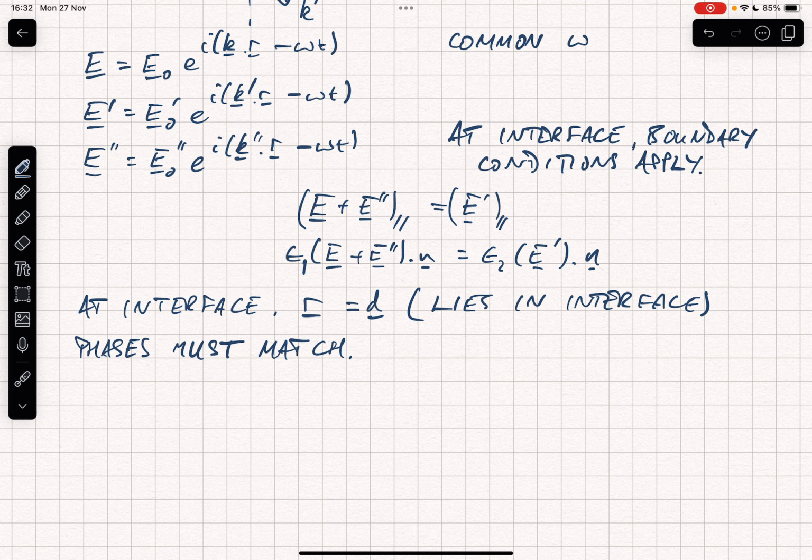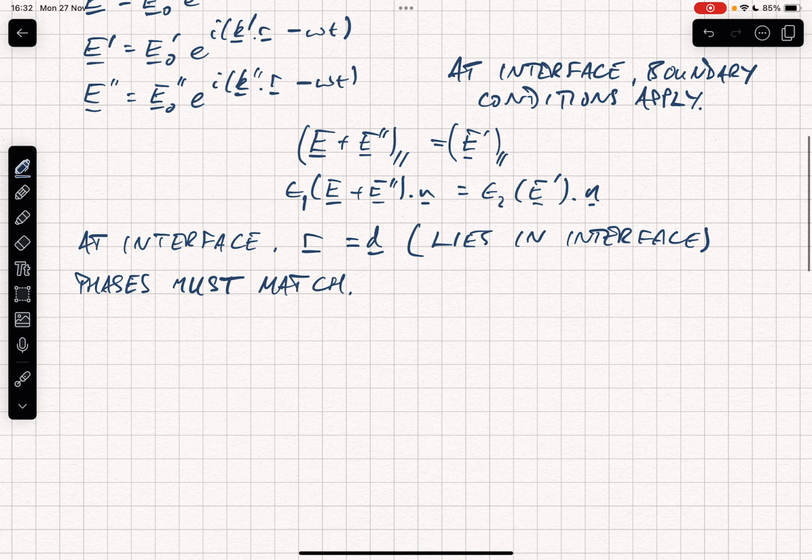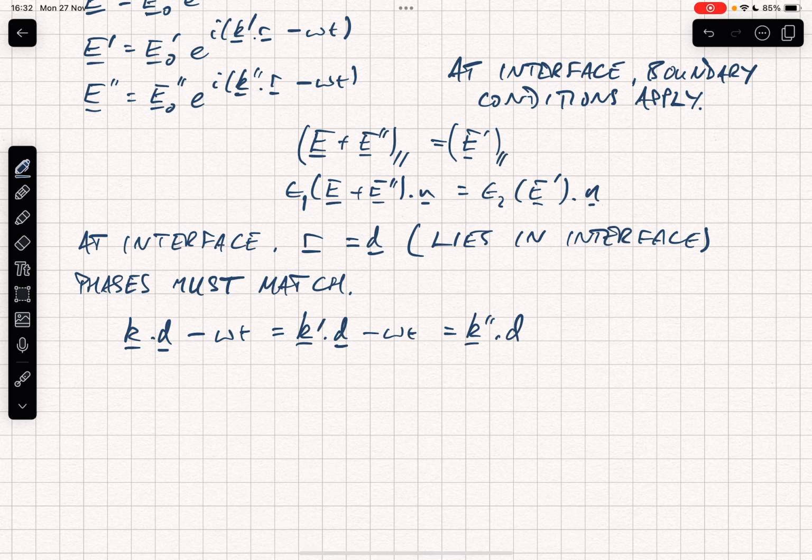That's because there's no other way to ensure that the boundary conditions can be applied. There's no way in general for every point on the interface and at every time to arrange that unless the phases match. Now if the phases match, then we can write the following. We can say that k dot d minus omega t must equal k prime dot d minus omega t must equal k double prime dot d minus omega t.